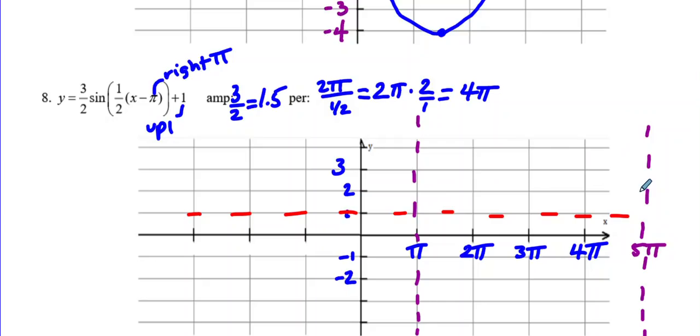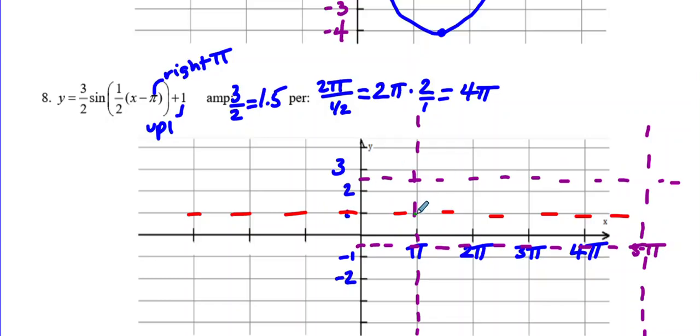I can also box in the top and the bottom. So my amplitude is 1.5. So if I go up 1.5, then I can create the top of my graph. And if I go down 1.5 from the midline, then I can create the bottom of my graph. So my graph happens in this purple box right here.